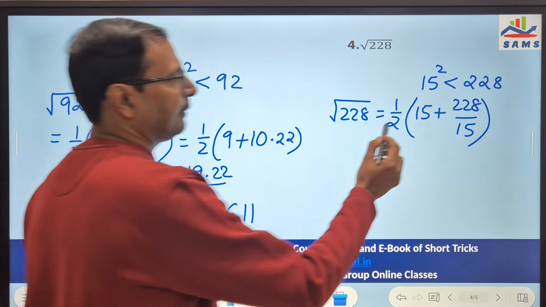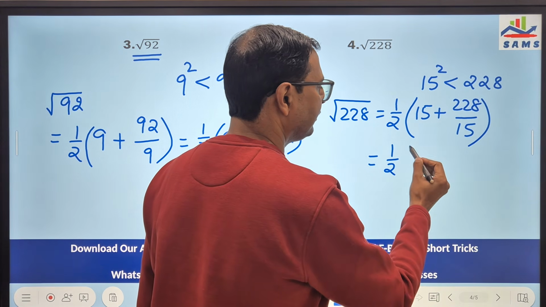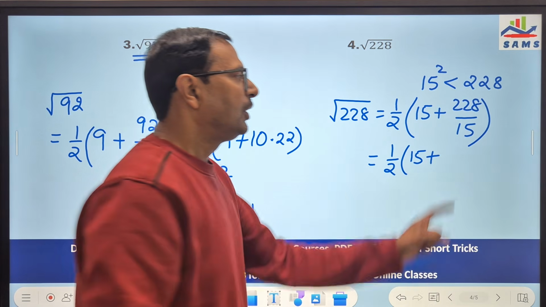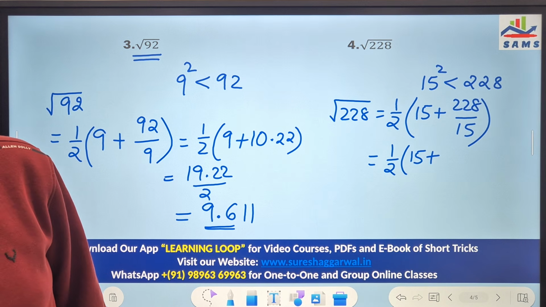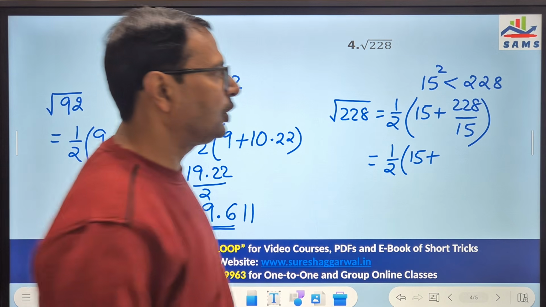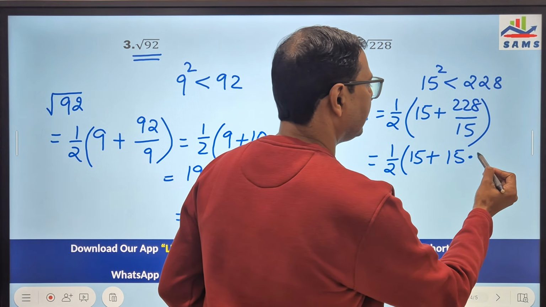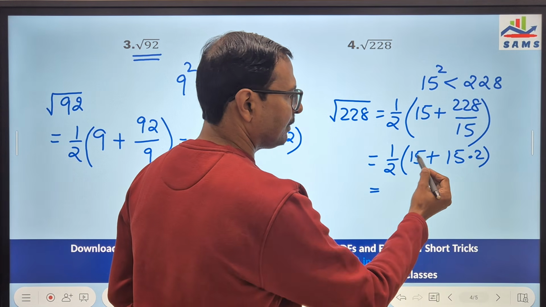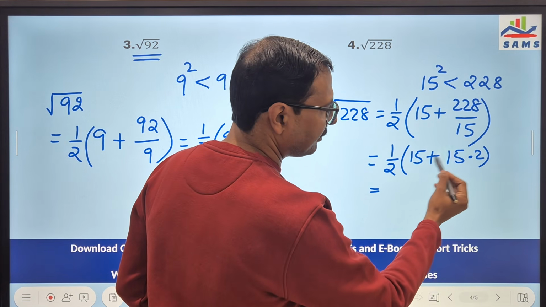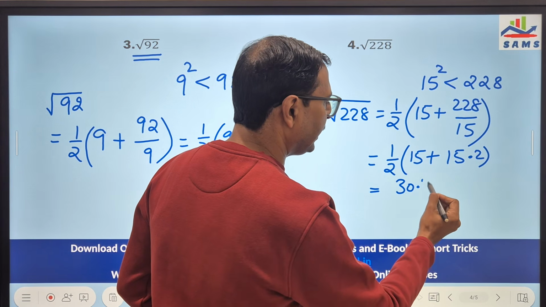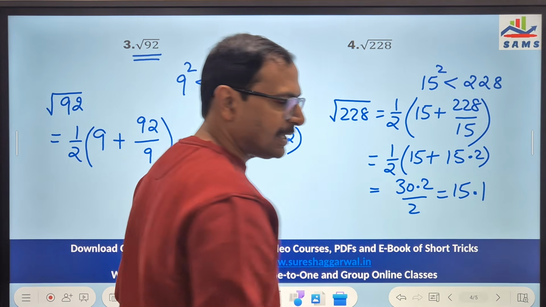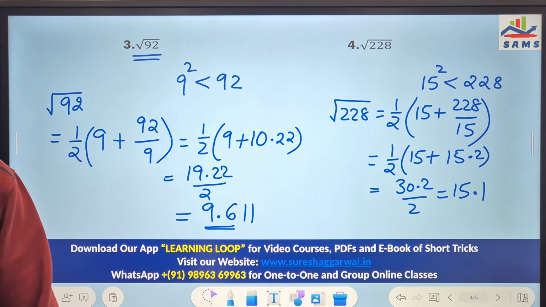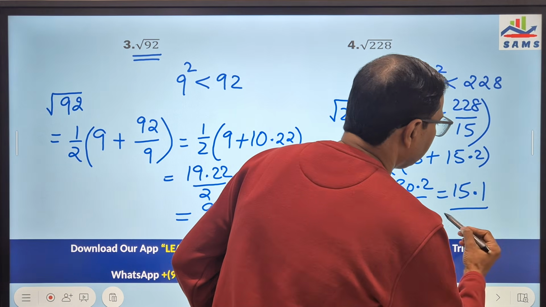The number here is 15, right? So half of 15 plus 228 divided by 15. Now this is what we need to do, and it comes out to be 15.2 approximately. And once you divide this, the number here 30.2, by 2, you get 15.1 as the approximate square root, and the square root comes out to be 15.1 only when you check it using the calculator.